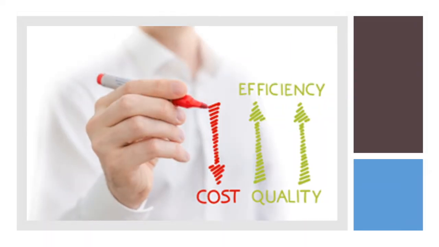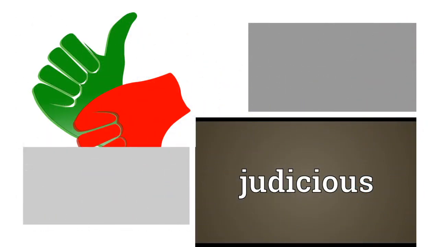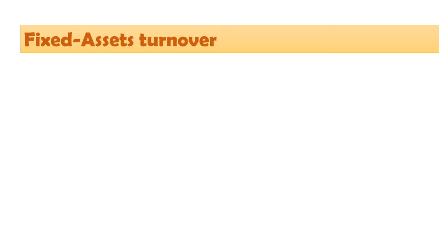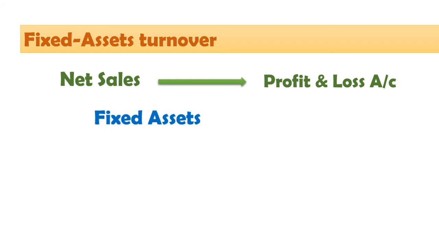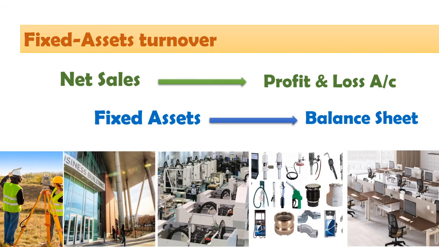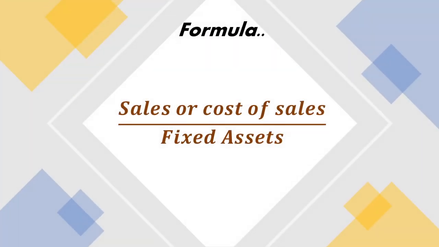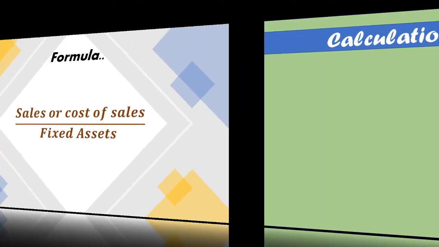So the effective utilization of fixed assets will result in increased production and reduced cost. It also ensures whether investment in the assets has been judicious or not. Fixed assets turnover is a ratio of net sales, which we get from the profit and loss account, to the value of fixed assets on the balance sheet. It indicates how well the business is using its fixed assets to generate sales. The following formula is used to measure the ratio: sales or cost of sales by fixed assets.